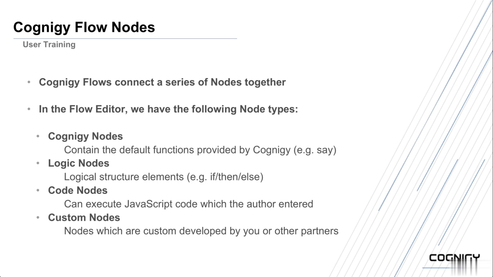Cognigy flows connect a series of nodes together. In the flow editor, we have the following node types. Cognigy nodes contain the default functions provided by Cognigy. Logic nodes contain logical structural elements. Code nodes can execute JavaScript code which the author entered. Custom nodes are nodes which are custom developed by you or other partners.